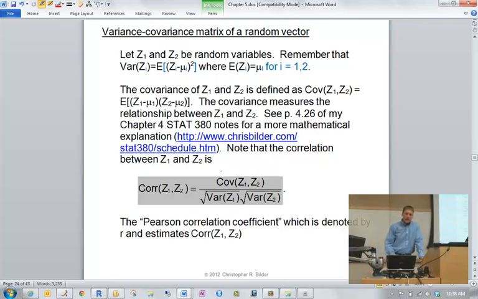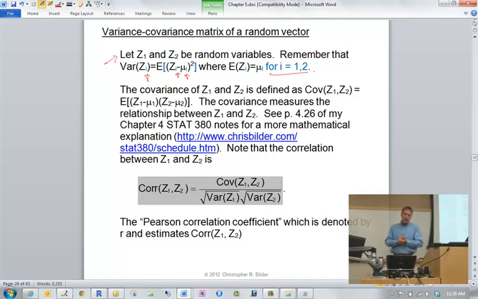Let's consider the situation where I have 2 random variables, z1 and z2. I just changed this a little bit from the notes. I put a subscript i here to be more general. The variance of z sub i, of course, is the expected value of z sub i minus mu sub i squared. It's just the definition of what a variance is, where mu sub i is the expected value of z sub i.